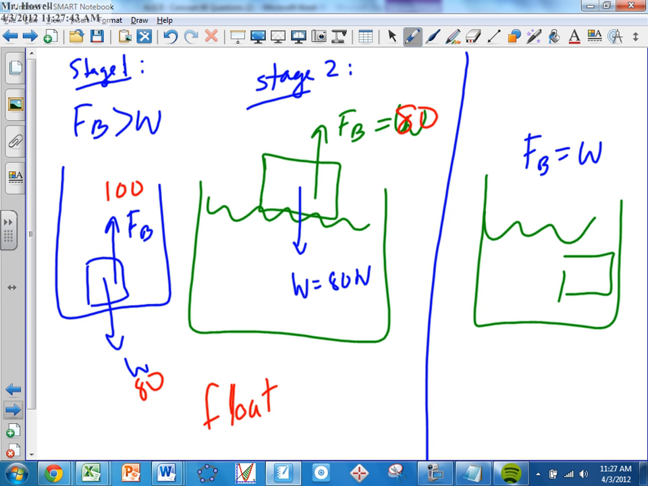So this is like a two-stage process. You can calculate the buoyant force in the water, and if the buoyant force is bigger than the weight, it's going to float up. But what's the actual buoyant force on the surface? It's just equal and opposite.